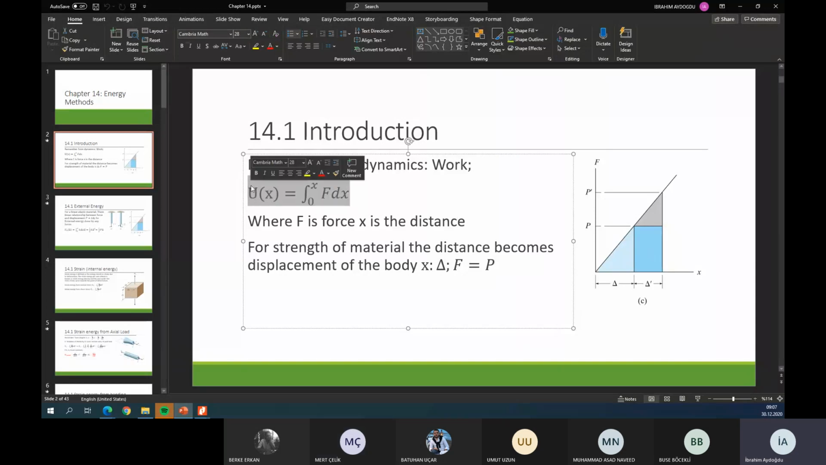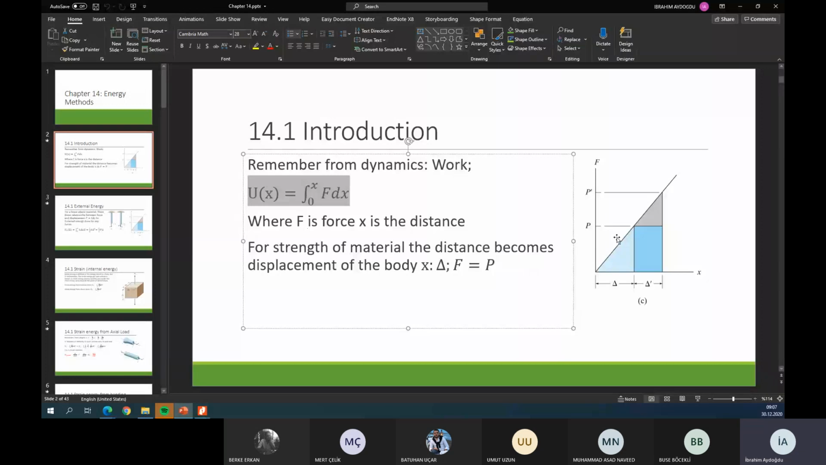So this is the formulation. What about in strength of materials? What is the meaning of work? Our structural members do not go anywhere, but we know that our structural members are deformed. That means they can absorb some energy. And how can we compute this energy? If we find the displacement and we know the internal force, then by multiplying the displacement times the internal force, we can compute the energy, or work done by internal forces.